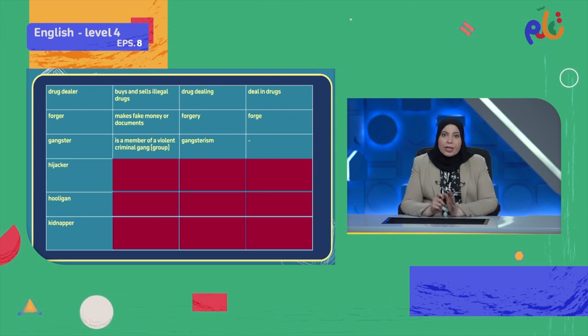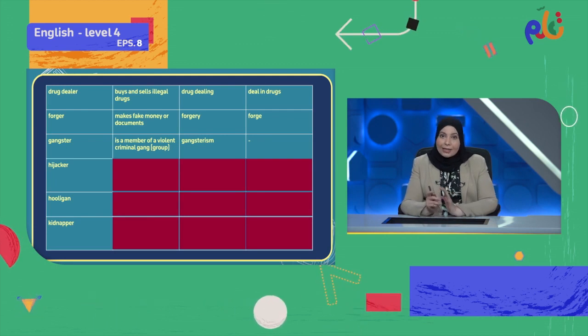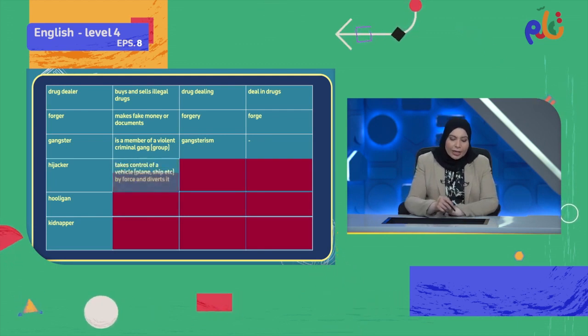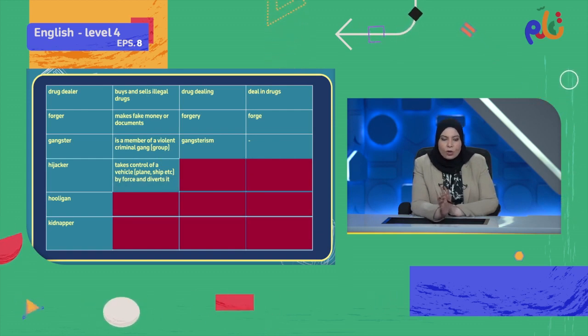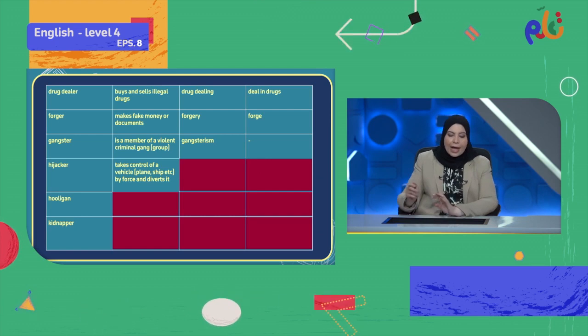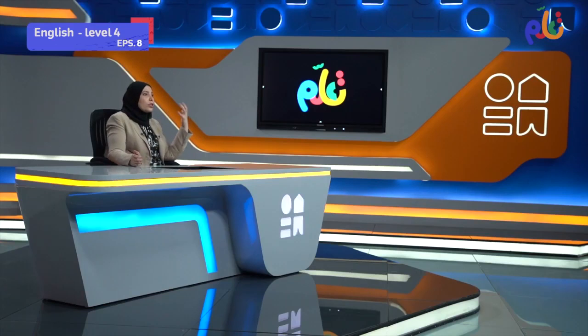And then we have hijacker. Hijacker is from the word hijack, and this is the verb. So a hijacker is the person who takes control of a vehicle, especially a plane or ship, by force and diverts it. So he takes it to a different place. So we are on an airplane and somebody takes the plane by force and asks the pilot to go to a different place. The person is called hijacker.